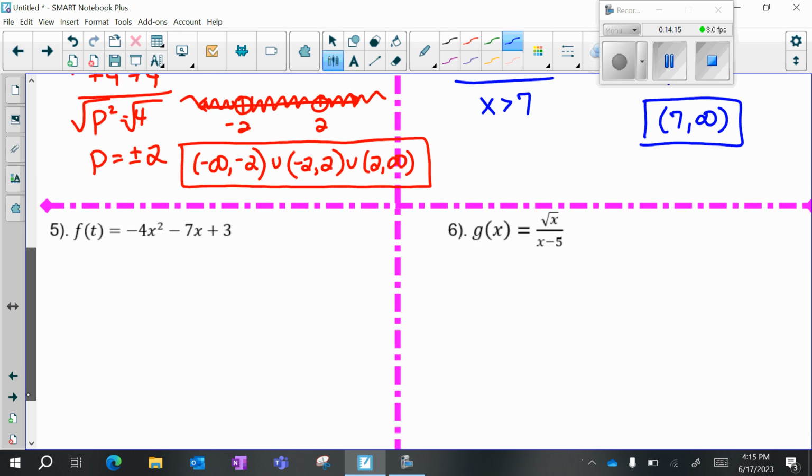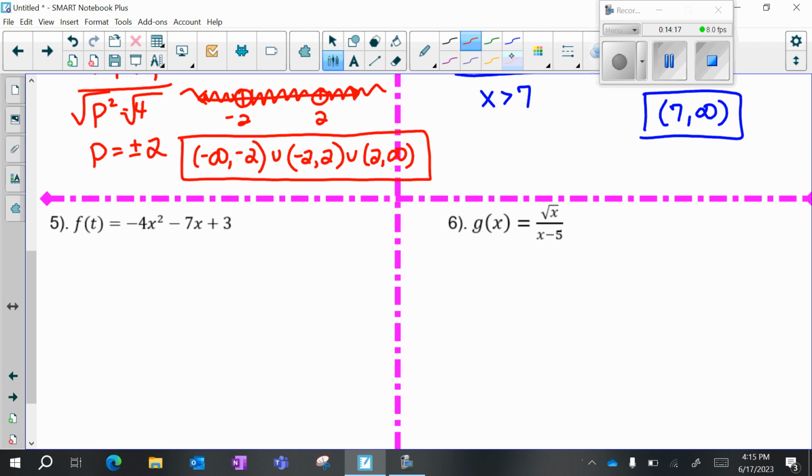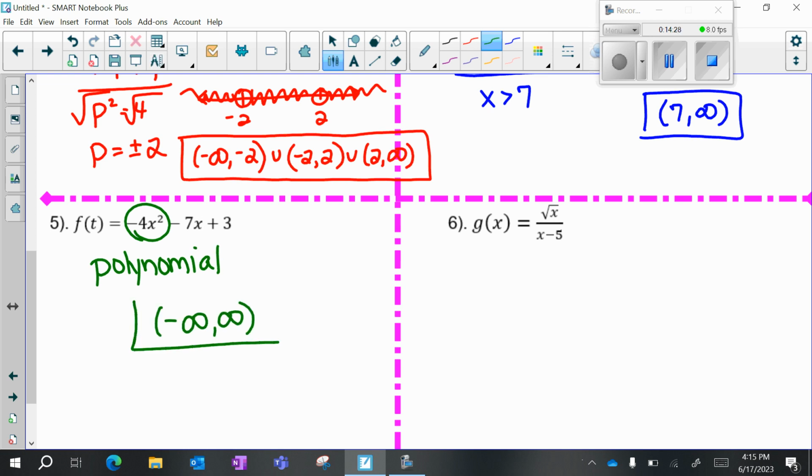Going to number 5, what you'll notice again here is I have an x squared. So this is a polynomial, specifically a quadratic, but it does not matter because all polynomials have a domain of all real numbers.